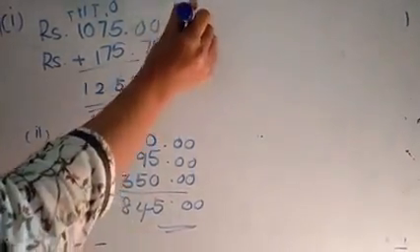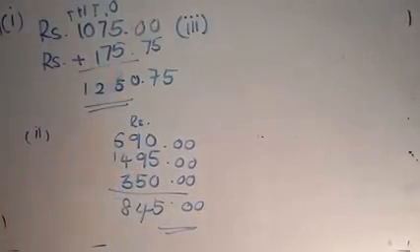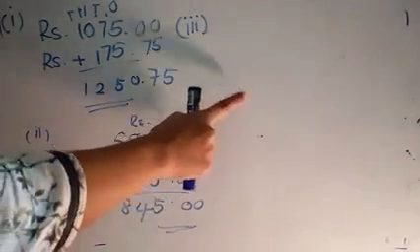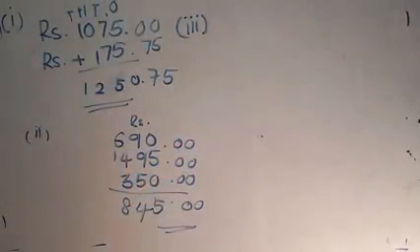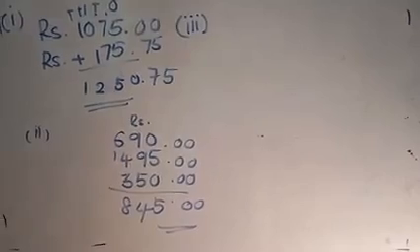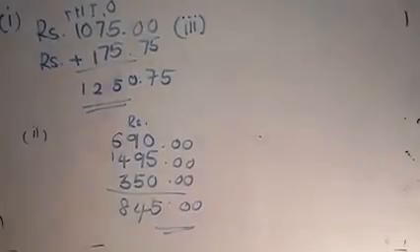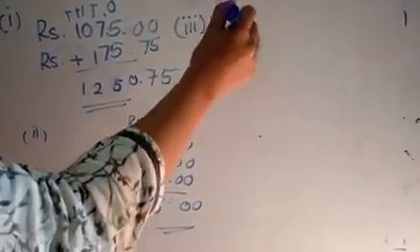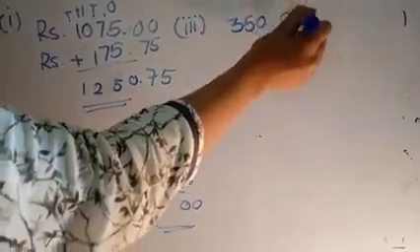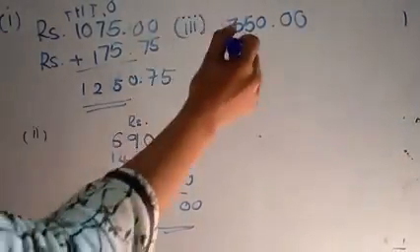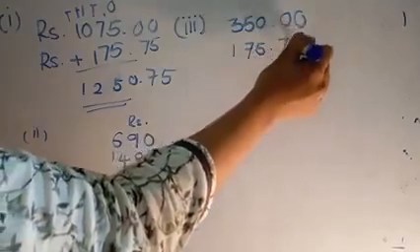Then part 3. Let's read the question. The question says, Dilum bought a short and a cap. The price of a short is 350. The price of a cap is 175. Isn't it? So the price of a short, 350 rupees. The price of a cap is 175 rupees and 75 cents.